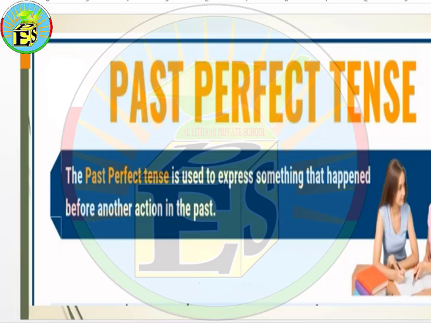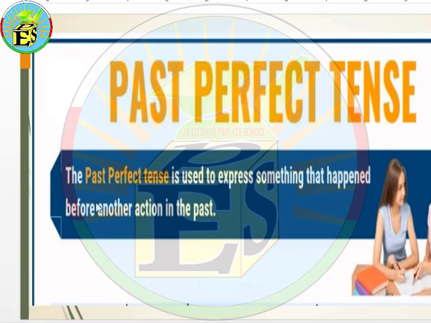Today we have a grammar lesson, the past perfect tense. When do we use the past perfect tense? The past perfect tense is used to express something that happened before another action in the past. So actually we have two actions or more in the past. The earlier one that happened, we put it in the past perfect tense. And the second ones, we put them in the past simple tense.